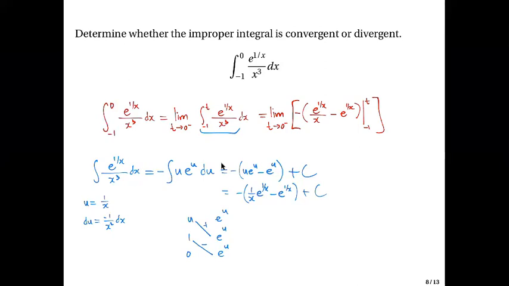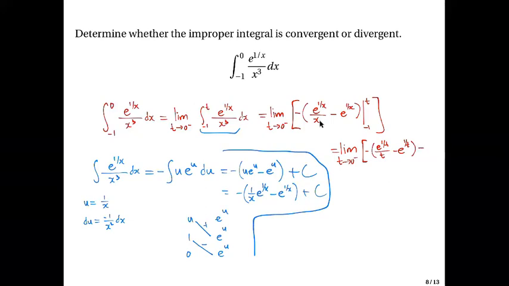So if we evaluate this, we will have the limit as t approaches 0 from the left of negative e raised to 1 over t minus e raised to 1 over t, and then minus the quantity e raised to negative 1 over negative 1 minus e raised to negative 1.